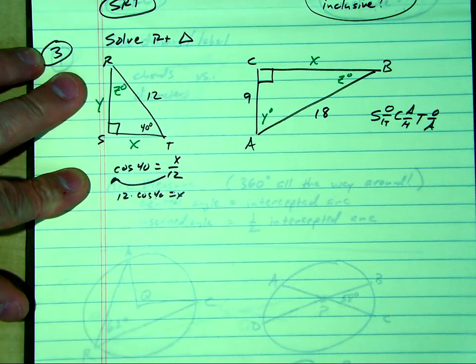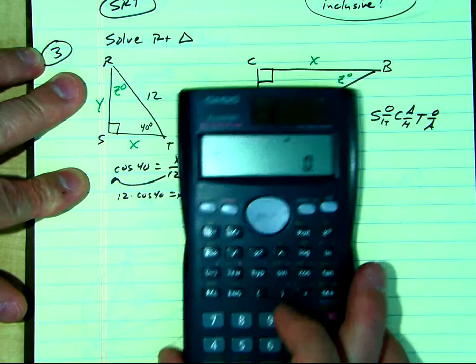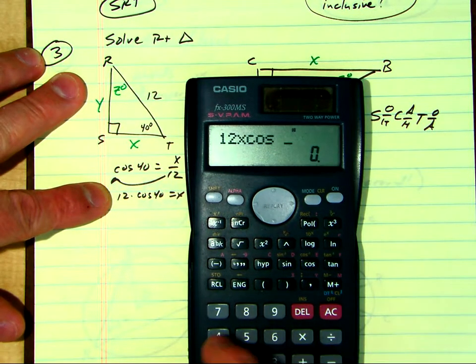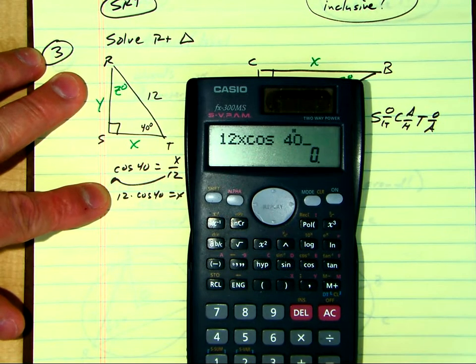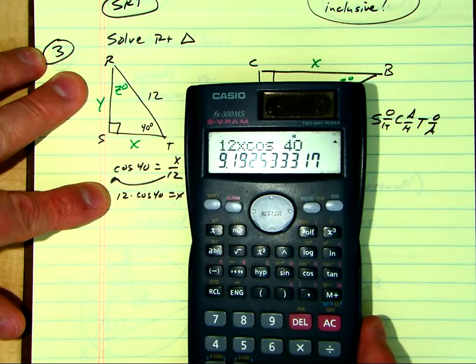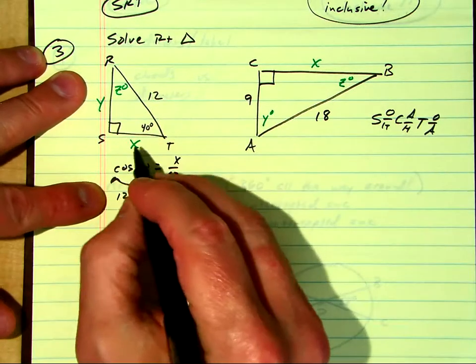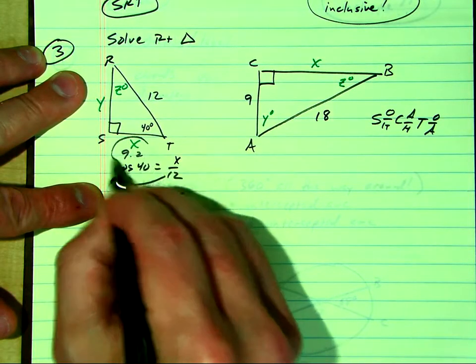Let's do that real quick so you can see the calculator buttons. You could actually do it like this in the calculator: 12 times cos 40 equals. Why don't we just say 9.2? Is that good enough for everybody? So this side right here is 9.2.